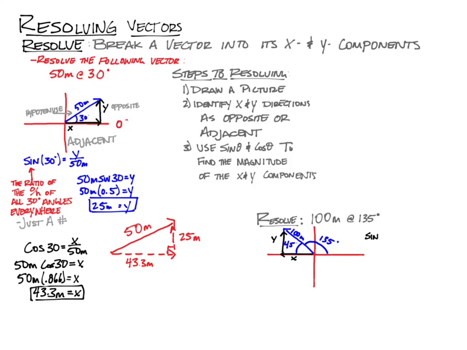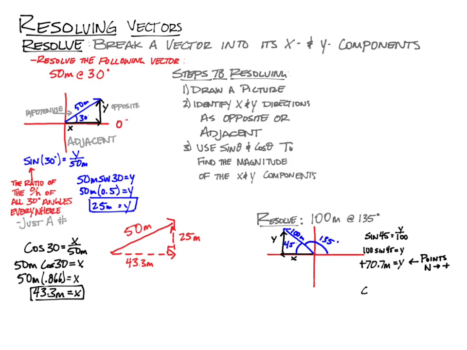So we identify our x, that points over, and the y, that points up. So we have an angle, we have a hypotenuse, we have two sides. So the sine of 45 degrees is going to be the opposite y. So sine of 45 is the opposite y over 100 meters. So we multiply both sides by 100, and we have 100 sine 45 equals y. Plug that into the calculator, and we get y equals 70.7 meters. And since the y is pointing up, it points to the north, so that's 70.7 meters in the y direction, positive.